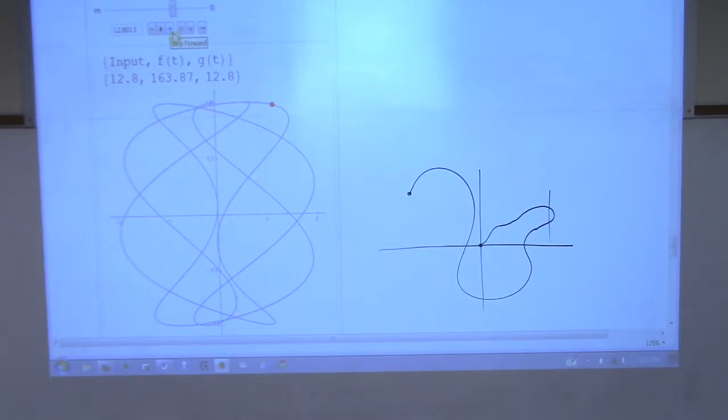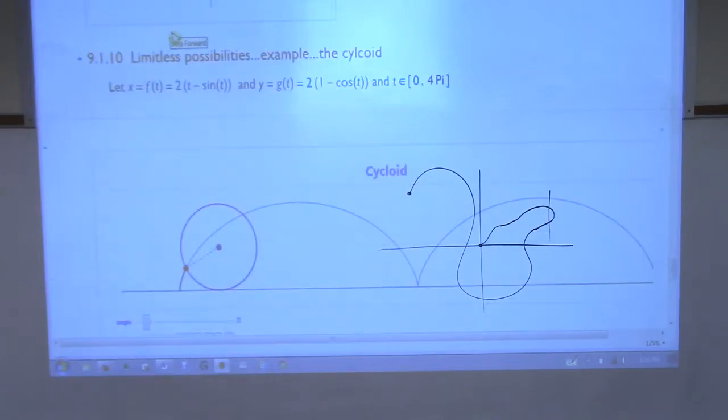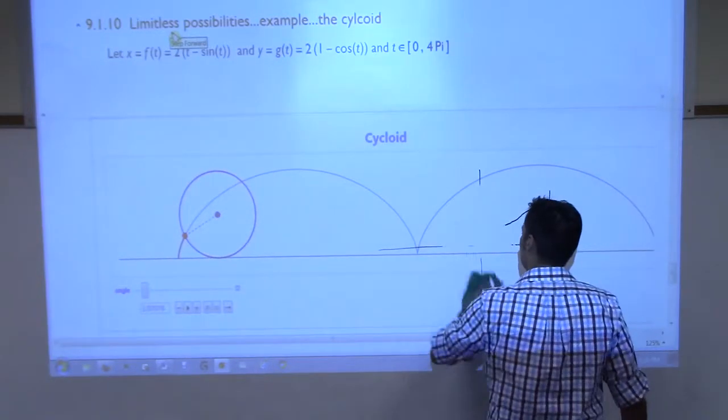Yeah. So I hope I've kind of sold you a little bit on the idea that parametric curves and parametric equations are useful. Here's another one. This one's really interesting.